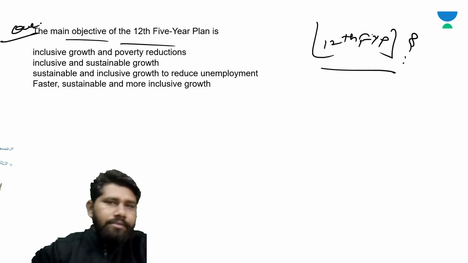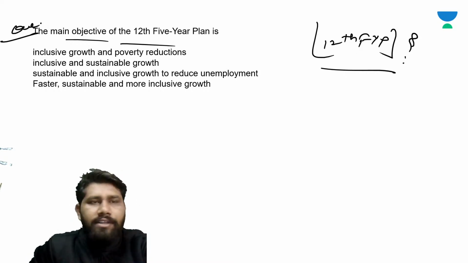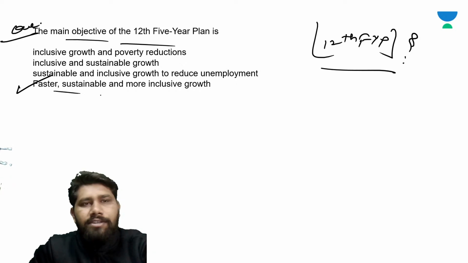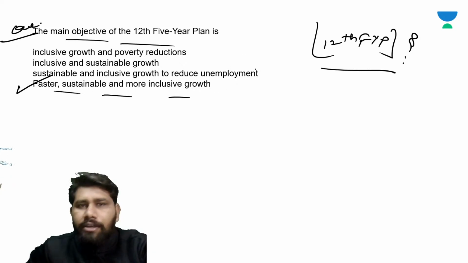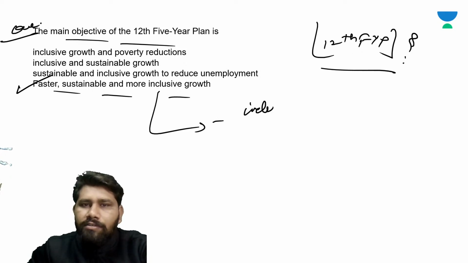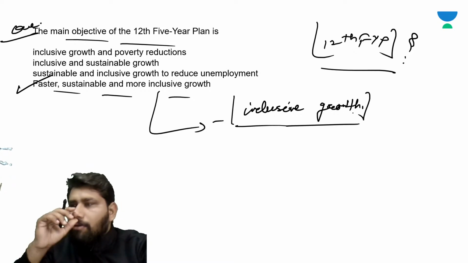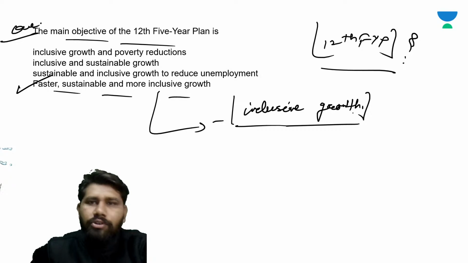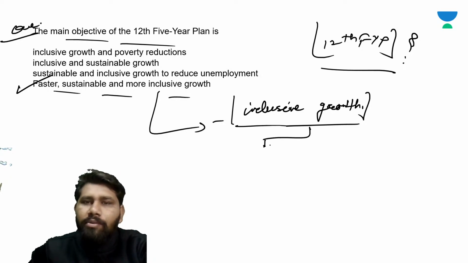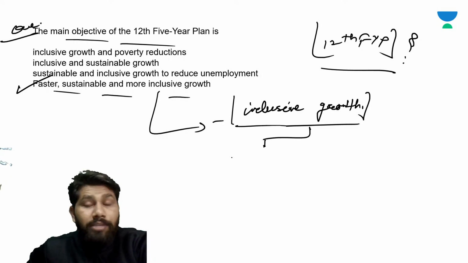Alright, let's start the discussion. D becomes the correct answer, guys. Faster, sustainable, and more inclusive growth, right? More inclusive growth means, guys, what is inclusive growth? What exactly is inclusive growth?